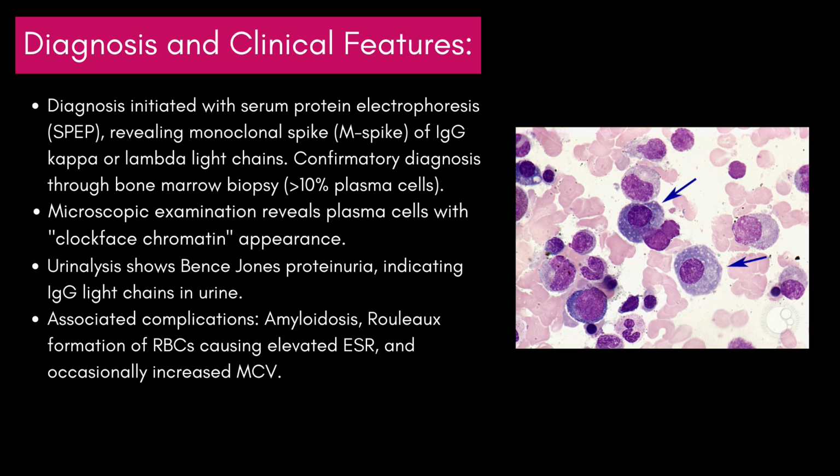Let's start by taking a look at the diagnosis and clinical features of multiple myeloma. Diagnosis is initiated with serum protein electrophoresis, revealing a monoclonal spike, M spike, of IgG kappa or lambda light chains. Confirmatory diagnosis is through bone marrow biopsy, with greater than 10% plasma cells. Microscopic examination reveals plasma cells with clock face chromatin appearance. Urinalysis shows Bence-Jones proteinuria, indicating light chains in urine. Associated complications: amyloidosis, rouleau formation of red blood cells causing elevated erythrocyte sedimentation rate, and occasionally increased mean corpuscular volume.